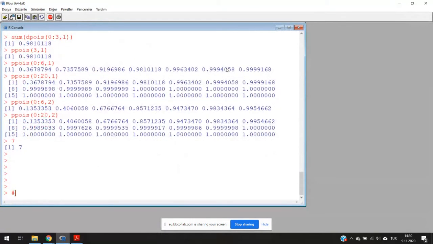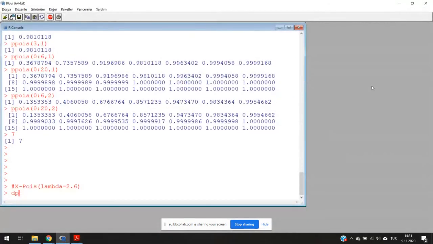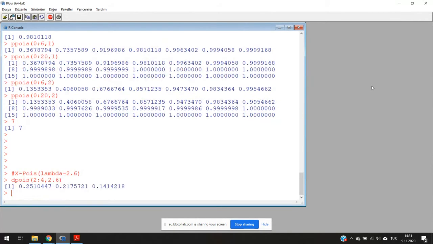So according to this question, if we say that x is a Poisson random variable with lambda equal to 2.6, that is going to represent the number of wrong telephone calls arriving to that office, and the rate parameter is introduced as 2.6. The question asks, what is the probability of exactly 2, 3, and 4 wrong calls being made on the next day? Because it is asking for exact probabilities of being equal to 2, 3, and 4, we will calculate the probability mass function for integers from 2 to 4, with rate parameter 2.6, and that is going to be our answer.